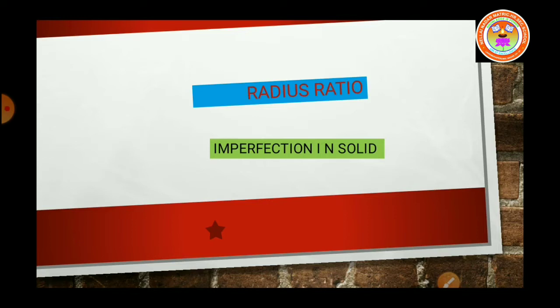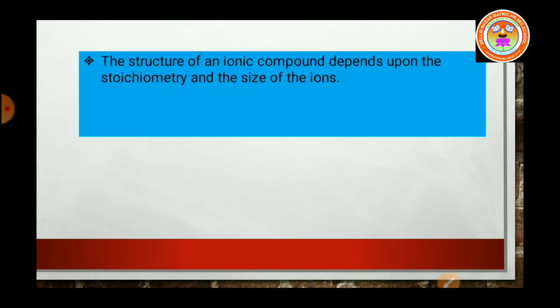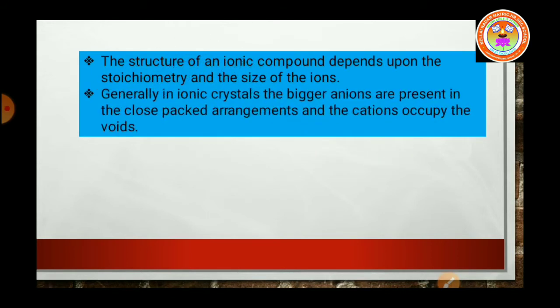The first one is radius ratio. The structure of an ionic compound depends upon two things. One is stoichiometry, another one is size of the ions. Generally, we already studied what is an ionic crystal, isn't it? Ionic crystal means cations and anions are present.